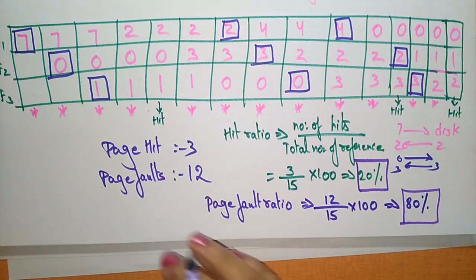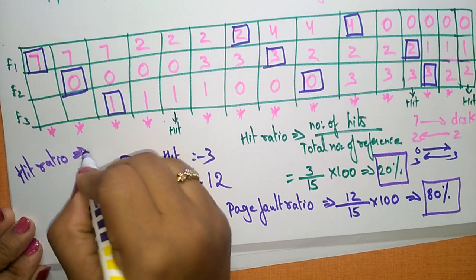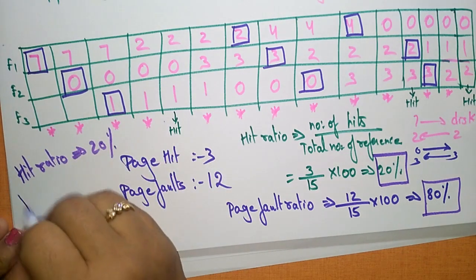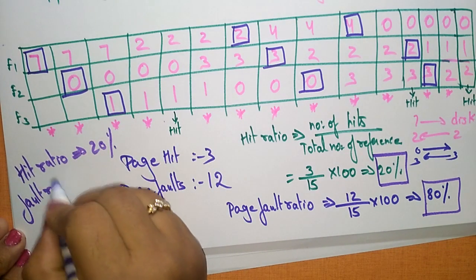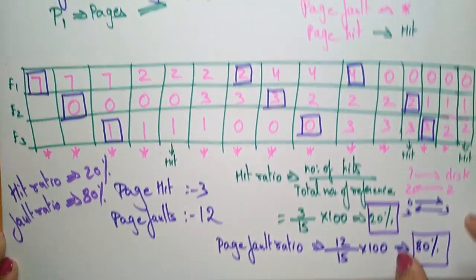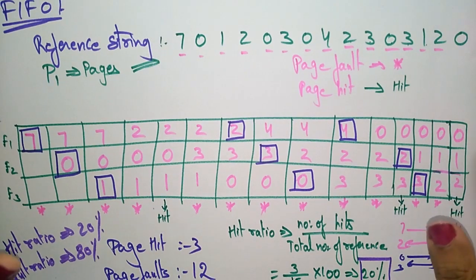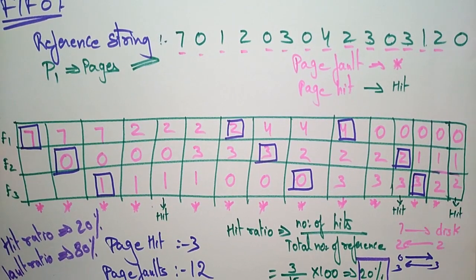So this is poor performance. So the hit ratio is 20% and the fault ratio is 80% for the FIFO algorithm. So this is how the FIFO page replacement algorithm will work. Thank you.